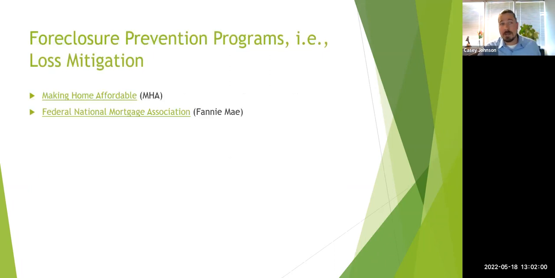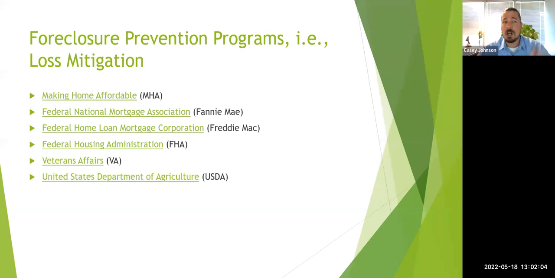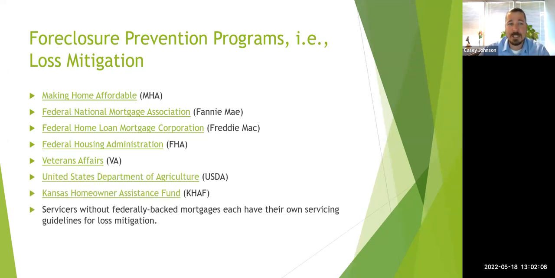Foreclosure prevention programs. Depending on the type of loan, if it's a federally backed loan, there are all these options. In Kansas specifically, there's now the Kansas Homeowner Assistance Fund run by the Kansas Housing Corporation. So make sure your clients are applying for that. It will cover up to $35,000 of their mortgage, and up to $10,000 of their homeowners insurance, utilities, and taxes.